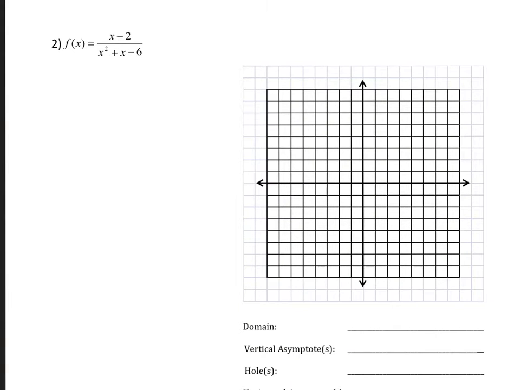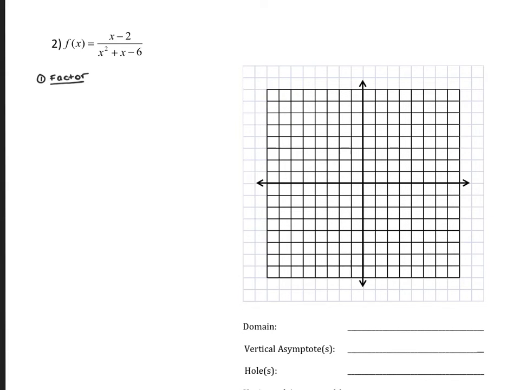Okay, so we have to graph this thing. So we need to figure out a couple of items. The first thing that we want to find is any potential holes and vertical asymptotes. So what we're going to do is step 1, we're going to factor, and we're going to try to simplify this expression.